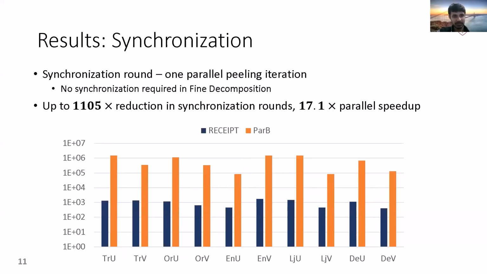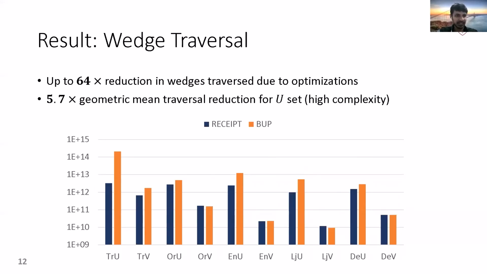Again, this slide shows the amount of synchronization rounds. Each synchronization round is basically one parallel peeling iteration incurred by the algorithms. And overall, we achieve up to 3 orders of magnitude reduction in synchronization, which is the key to improve scalability. And lastly, this one shows the reduction in wedge traversal. And due to our computational optimizations, we achieve up to 64x reduction in the wedges traversed for that large data set that we could feasibly process.